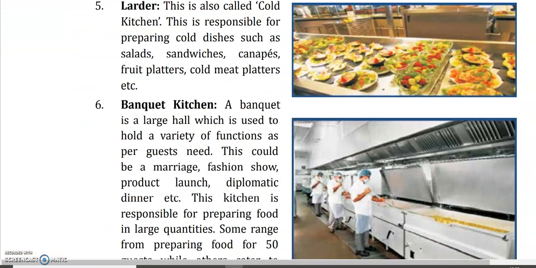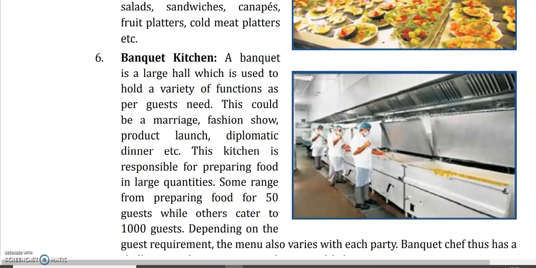Then we have the larder. This is also called cold kitchen. This is responsible for preparing cold dishes such as salads, sandwiches, canapes, fruit platters, cold meat platters. Basically, cold kitchen kaha jata hai. Yahan par halka phulka jinhe hum sirf thanda rakhte hain room temperature pe lagbhag. Okay, salads hoti hain, sandwiches hoti hain. Canapes hote hain, canapes chote biscuits hote hain ya bread ka piece hota hai jiske upar hum jam ya jelly laga kar saja kar rakhte hain.